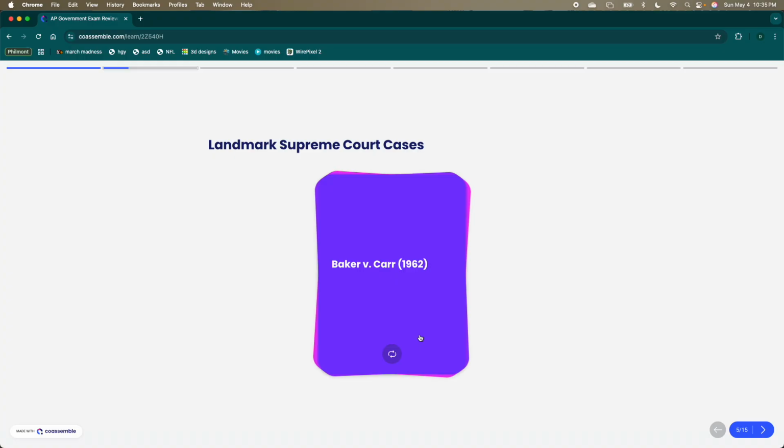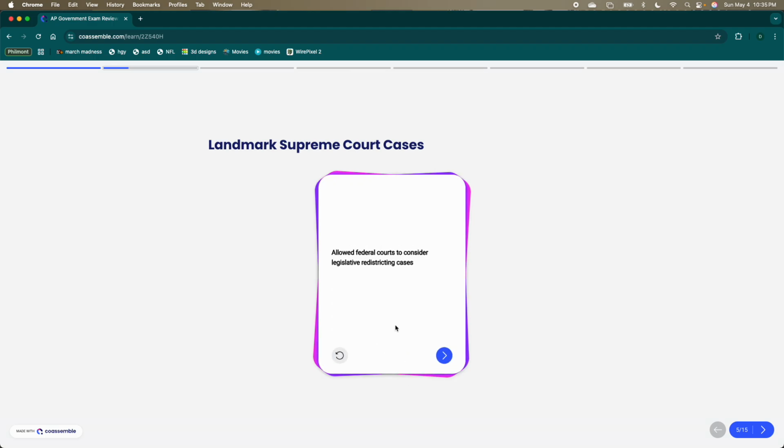Next up, we've got Baker v. Carr. Now, there are two landmark Supreme Court cases that have to do with redistricting. This one, however, is the one that's not based on race. A good way to remember that is that Shaw v. Reno has an R, so race. This one instead was just based off of population and allowed federal courts to consider legislative redistricting cases if they thought that they would be gerrymandering by putting a certain amount of population in certain districts. Of course, we should all know what gerrymandering is.